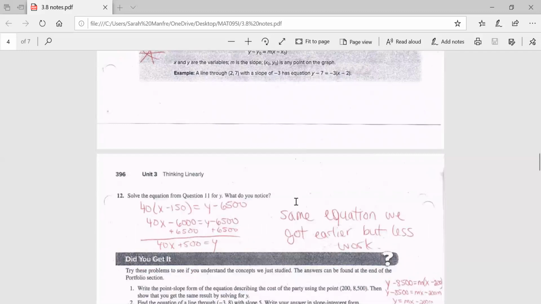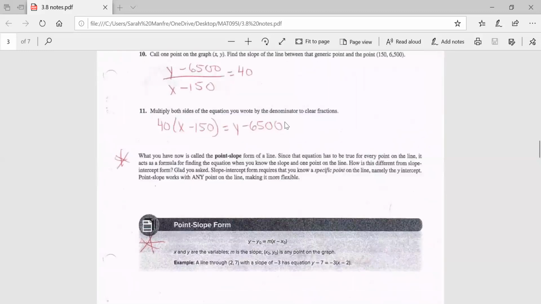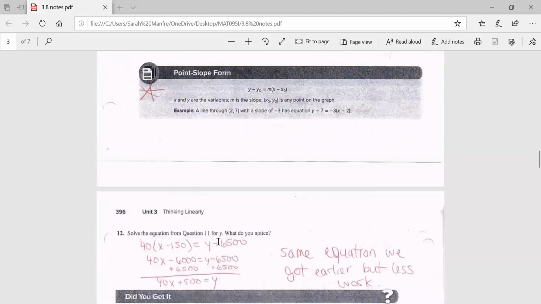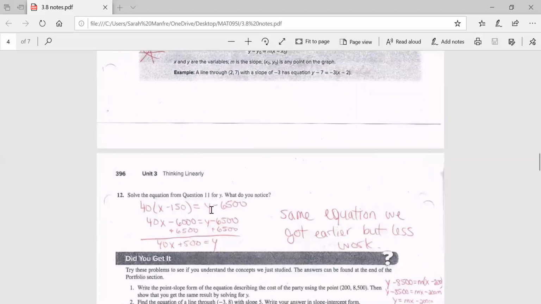All right, so it says solve the equation from question 11 for y. So we're going to take this equation that we got here in question 11. Remember, this is going back to our GALA problem. And I'm going to solve it for y. The reason we're solving it for y is because y equals mx plus b is an important equation in math. So 40 times x is 40x. 40 times negative 150 is minus 6,000. Nothing's going to change on this side because there's nothing to combine or distribute.